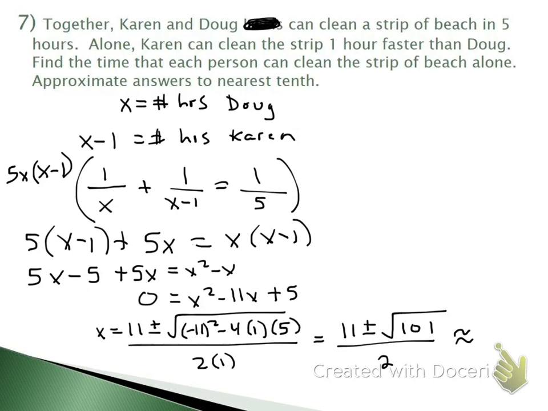Go ahead and get those answers for me. You should be getting 11 plus or minus square root of 101 divided by 2. Does anybody concur with me on that? Concur means agree. Just making sure we're building big vocab. All right, so what's 11 plus square root of 101, 21 point something, divided by 2? What's that give me? 10.5. Okay.